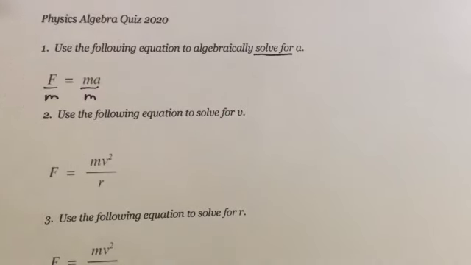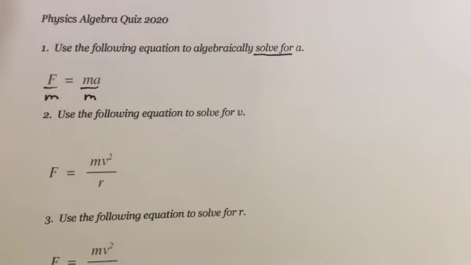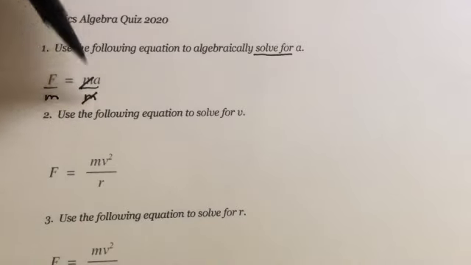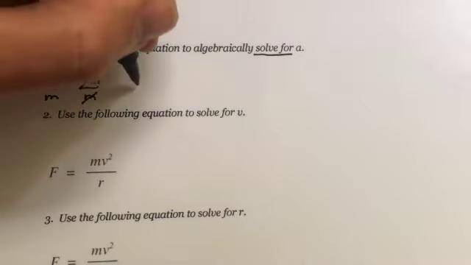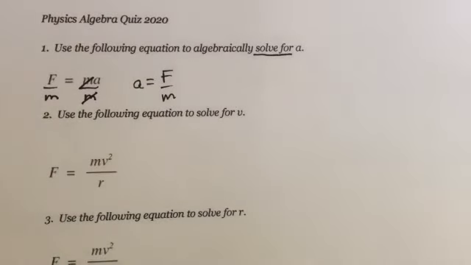both sides by m. Remember that if I do something to one side, I have to do it to the other side to ensure that that's still equal. If I have m over m, those m's cancel out, and what I'm left with is a equals F over m. All right, moving on.